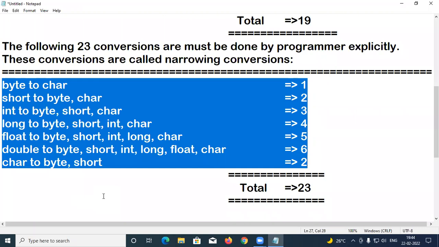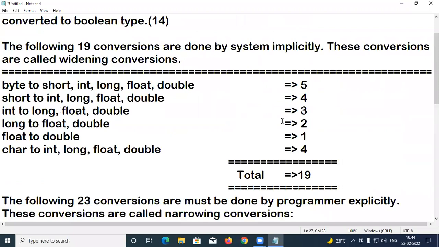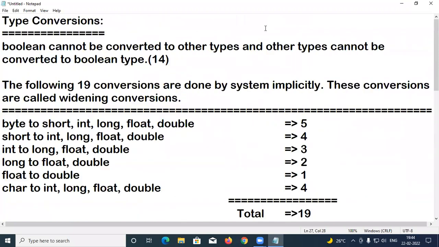This chart, if you remember, then for the 56 code snippets you can give the answer. First of all, before going to examples, note this down.